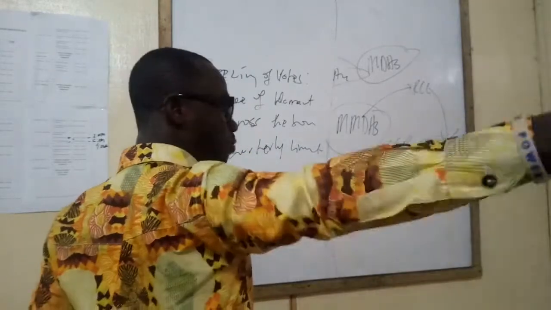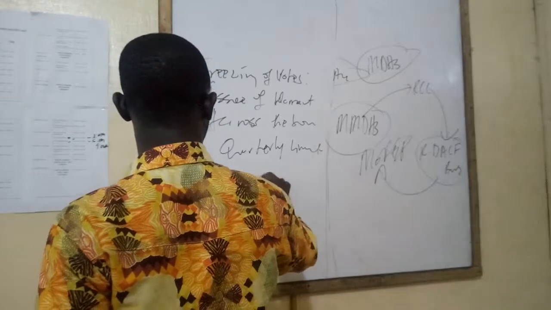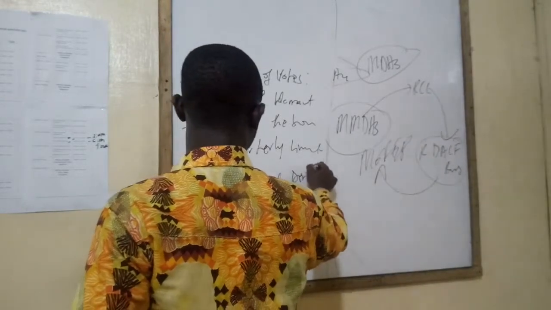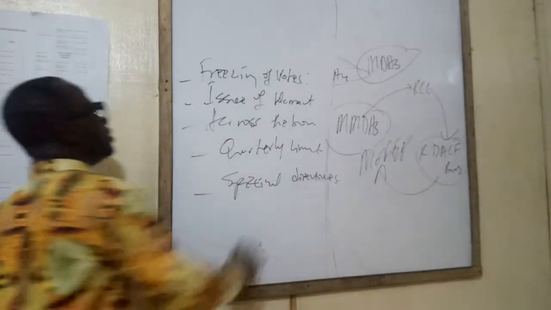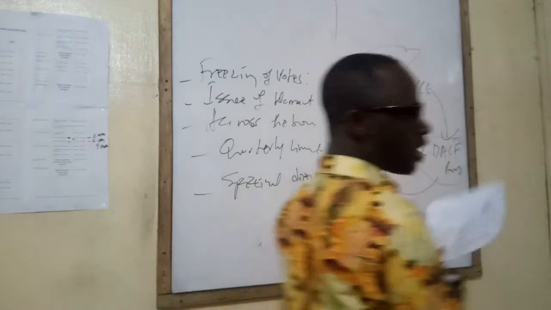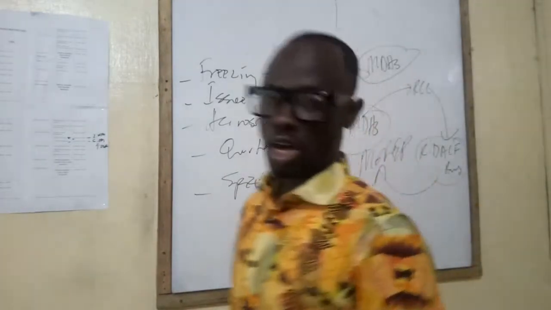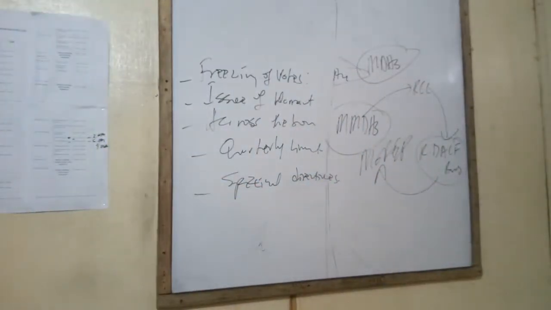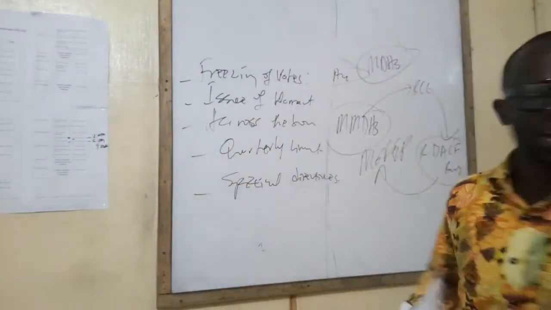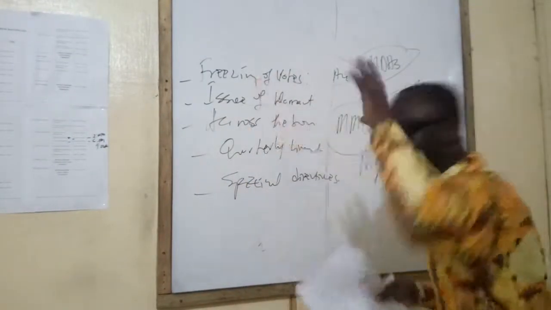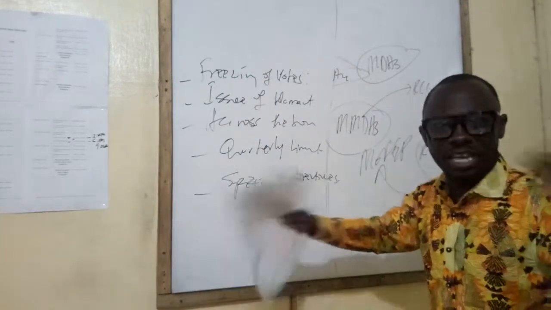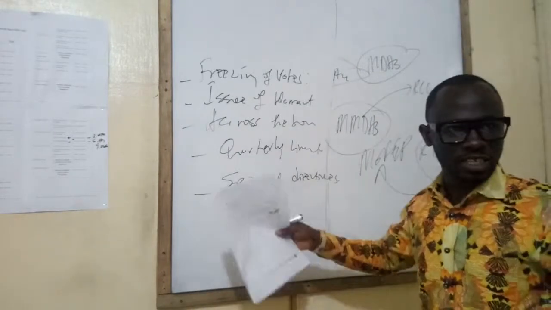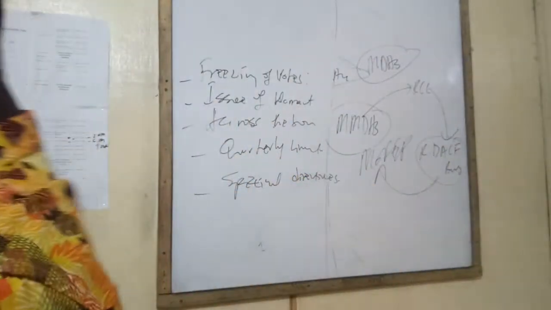Special directives. So sometimes the government can give directives specific to a specific vote, specific industry, specific ministry, and the government can say, these people, don't give them money. Are you getting the idea? They have rights to the money, but we don't want to give it to them for a reason. So that's special directive. So these are the 5 methods government uses to control public expenditure.